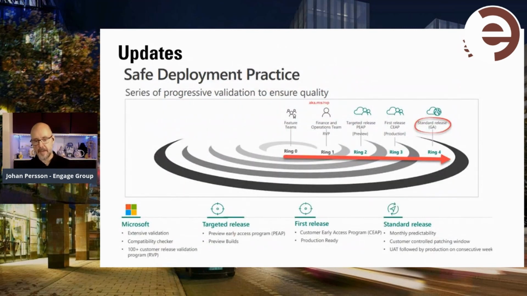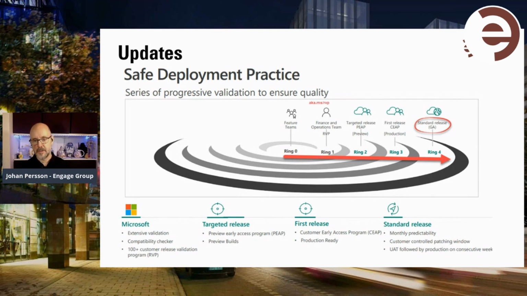I mentioned the preview ring, and this is also an important part because when you choose to implement the version after GA in your production environment, you're actually not the first, not even close, because we have a couple of rings that we need to take into account. So first of all, we have the ring 0, which is the feature team. They are the ones who work on the product. They are testing it as well. Then we have the RVP ring, which is for the finance and operations team, the ones that also release the product.